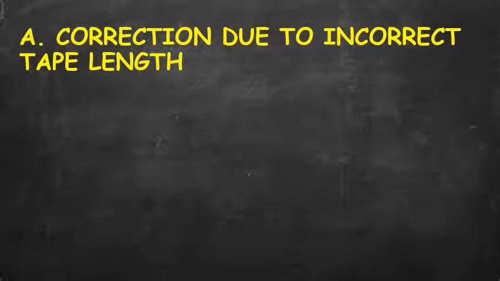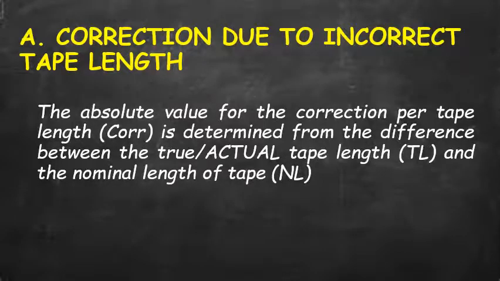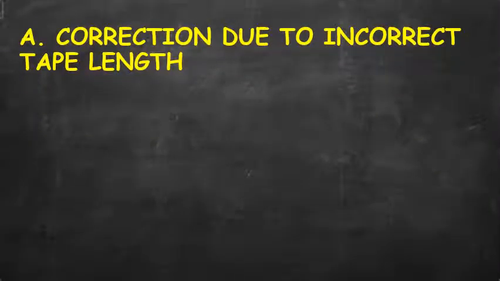We have here a correction due to the incorrect length of the tape. So yung mismong tape is mayroong incorrect na graduation. So the absolute value of the correction per tape length is determined from the difference between your actual tape length and the nominal length of the tape. So the corrections are determined using the difference between your actual and the nominal length of the tape. So how are we going to apply the correction due to the incorrect length of the tape?